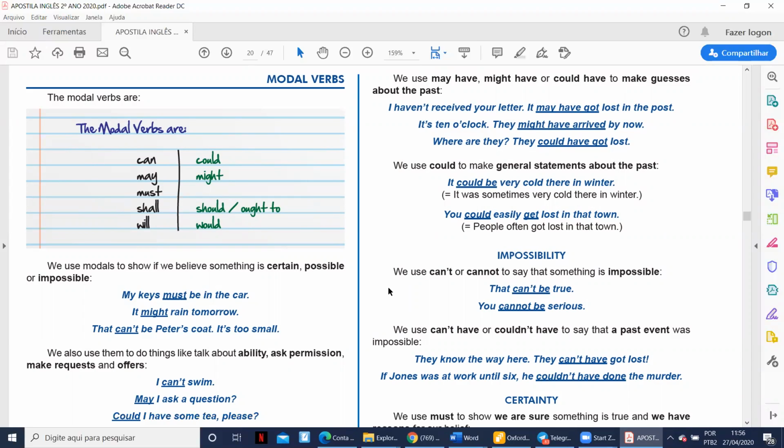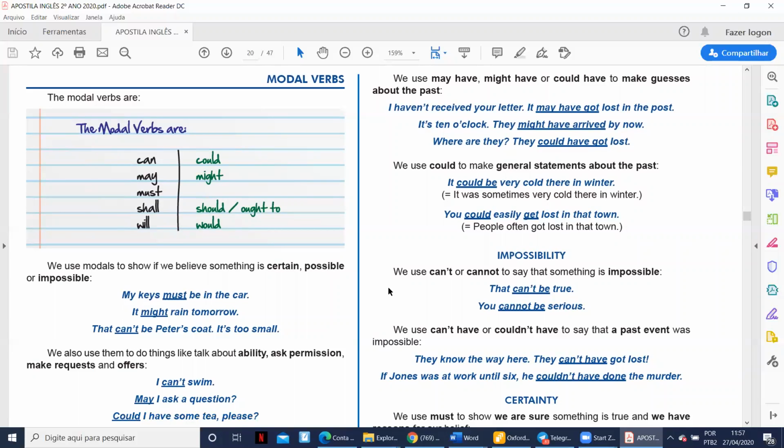Actually, most verbs are lexical verbs, okay, because they describe actions or movements. What about modal verbs? Do they describe actions or movements? No, they don't. Modal verbs are used to describe behaviors, okay? A behavior, as you know, is in Portuguese, comportamento.